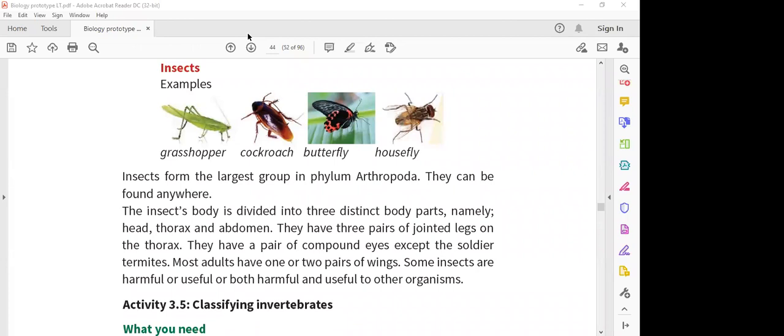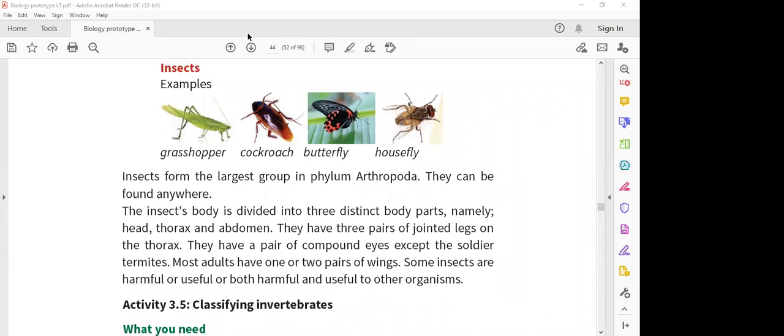And having 3 pairs of jointed legs on the thorax. Remember, we have been talking about legs right from the Myriapoda with very many legs, then 5 pairs of legs for crustaceans, 4 pairs of legs for Arachnida. Now, class Insecta, there are 3 pairs of legs, which are found on the thorax.